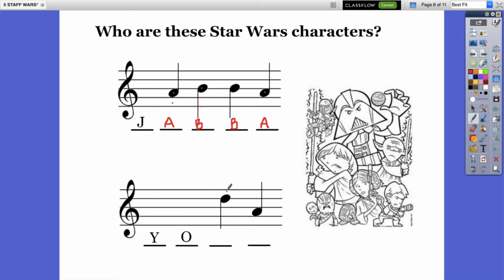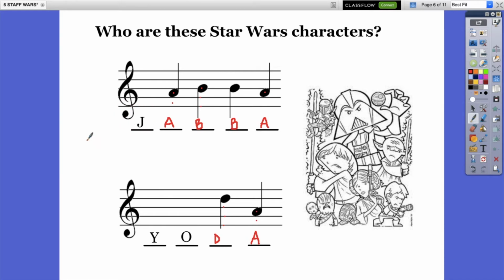All right, let's take a look at number 2 down here. I have a note that is on a line, so I'm going to do the poem. Every good boy does. Put a D. And I have a space, so I'm going to say face. F-A. Oh, and that's Yoda. I'm sure you could already guess with the Y and the O, but I still want you to do each note by note. Most of the time you can guess.